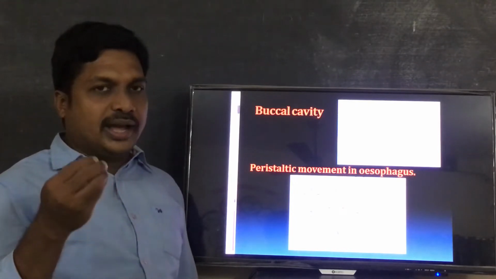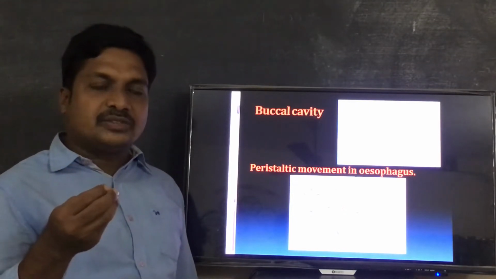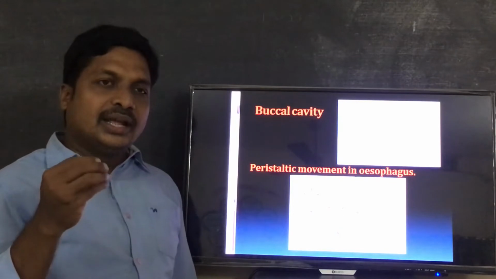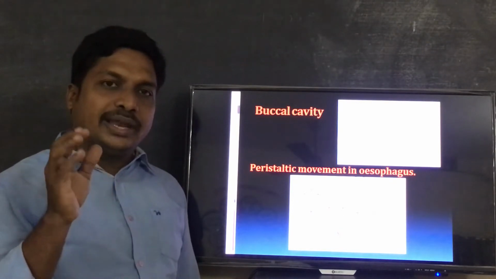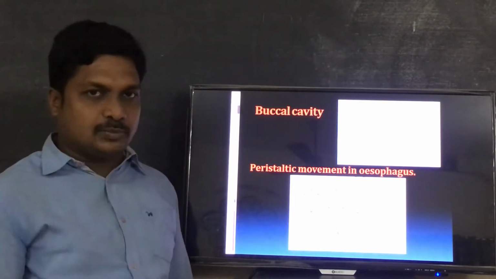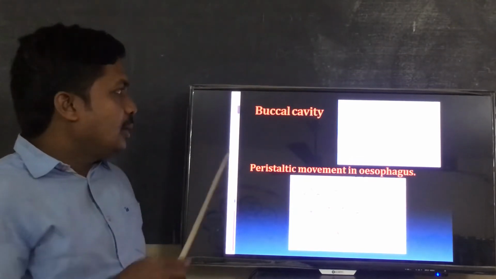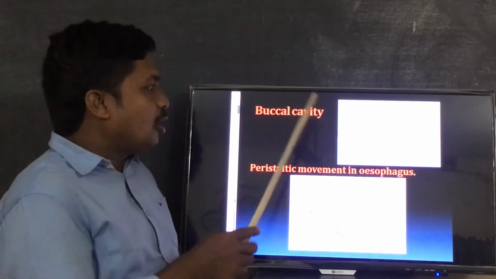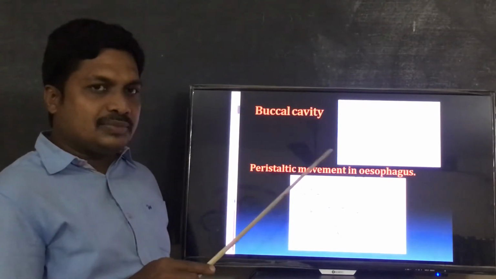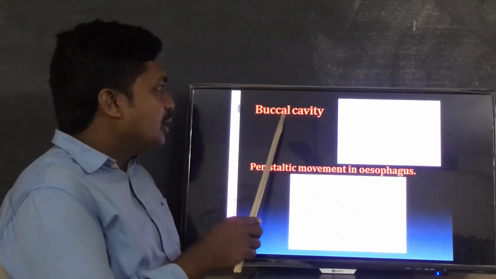And also we learned that digestion starts from the buccal cavity and ends with the small intestine. In the large intestine only reabsorption takes place, no digestion takes place. Now today let us discuss digestion in the buccal cavity. You already learnt it in the previous class, again I am repeating here.